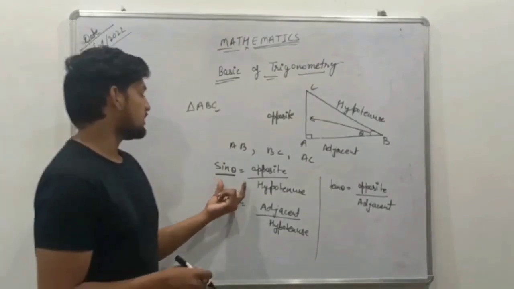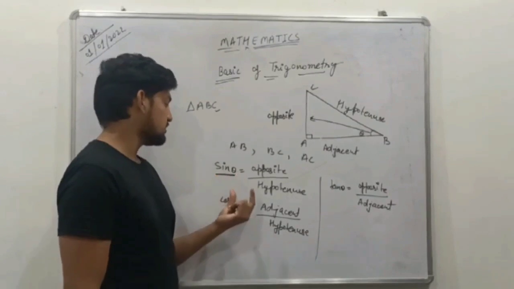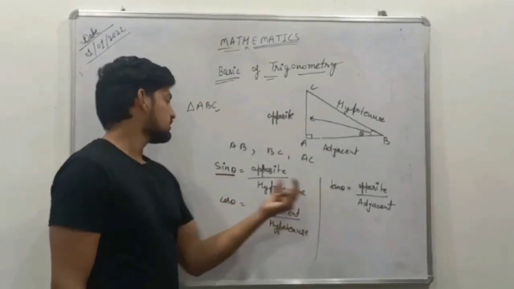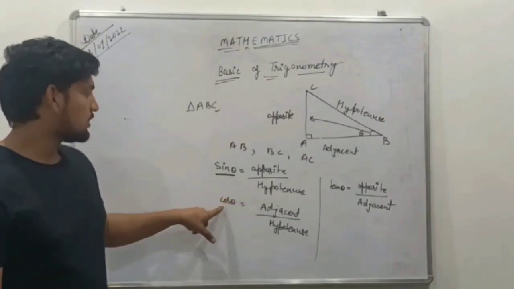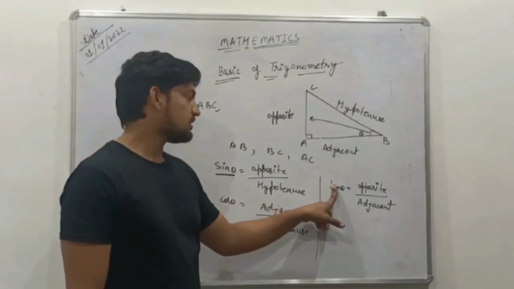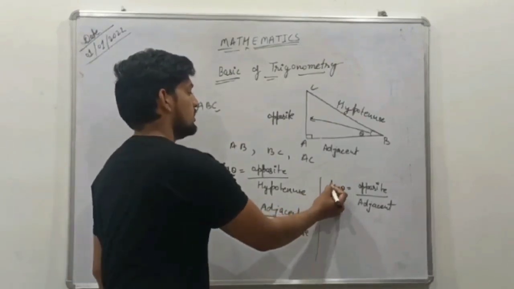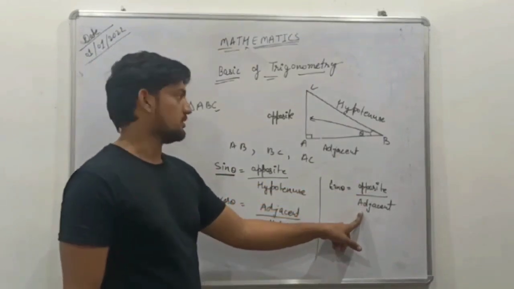Clear? There are three primary functions of trigonometry: sin theta, cos theta, and tan theta. The sin theta is equal to opposite upon hypotenuse, and cos theta is equal to adjacent upon hypotenuse, and tan theta is equal to opposite upon adjacent.